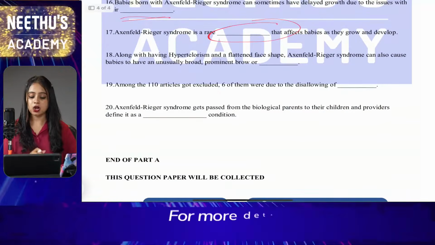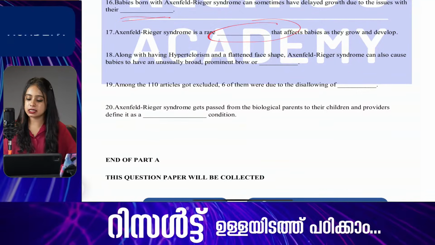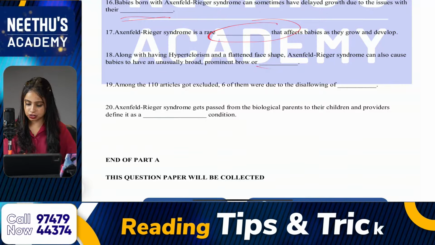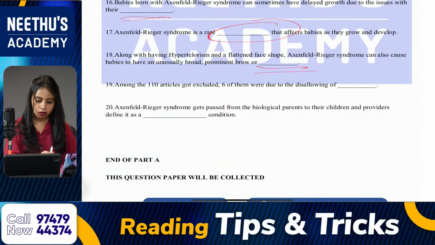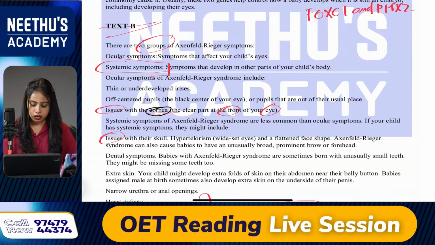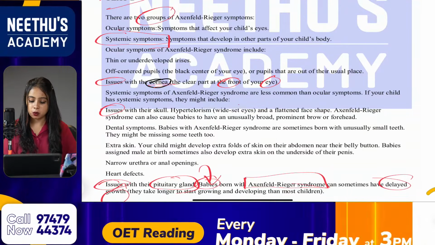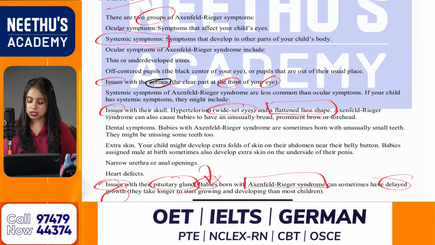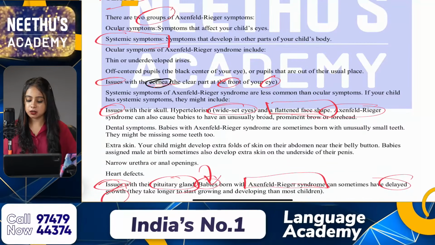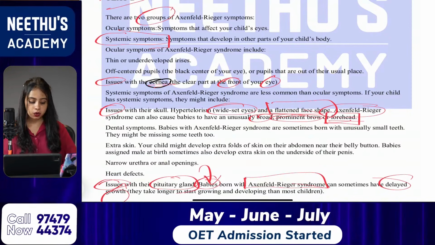Then the 18th one. Along with having wide-set eyes and a flattened face shape, Axenfeld-Rieger syndrome can also cause babies to have an unusually broad, prominent brow or dash. Or what? Again, it comes under the types or the symptoms. Axenfeld-Rieger syndrome can also cause babies to have an unusually broad, prominent brow or forehead. So the answer should be forehead. Okay, so that should be the correct answer.